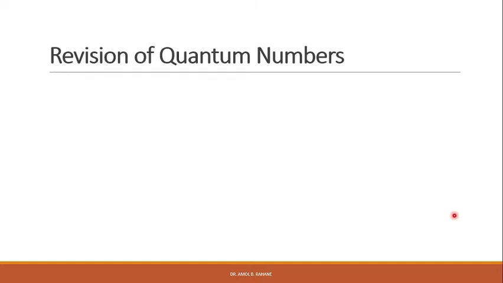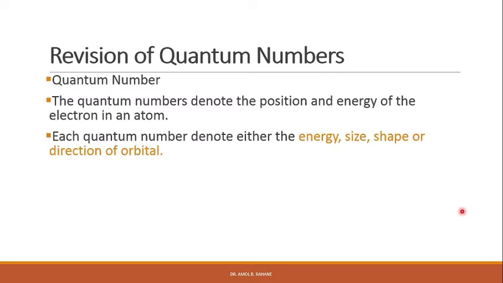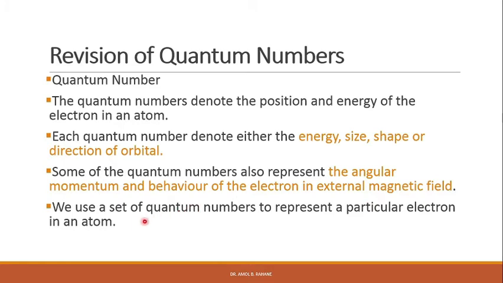So, in this lecture, we are going to study the different quantum numbers. The quantum numbers denote the position and energy of an electron in an atom. Each quantum number denotes either the energy, size, shape, or direction or orientation of the orbital. Some of the quantum numbers also represent the angular momentum and behavior of the electron in an external magnetic field. We use a set of quantum numbers to represent a particular electron in an atom.